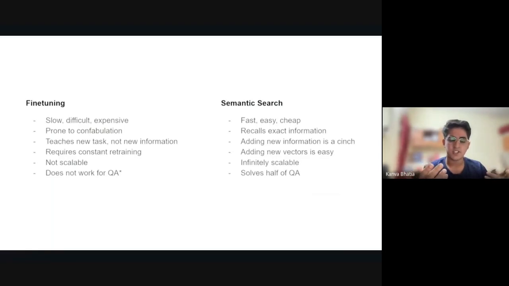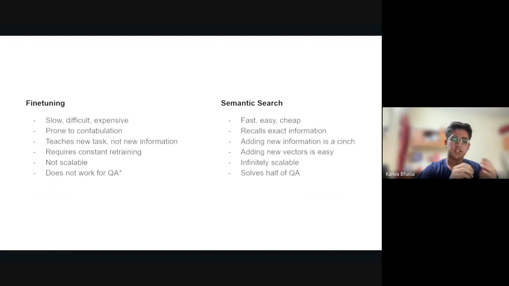And fine tuning requires constant retraining with the new data, as I just said, and semantic search is easier. Fine tuning is not scalable because adding new data is very difficult. So we cannot scale it to large levels where we can constantly add new data from different users and everything. But semantic search is infinitely scalable because we can add any number of vectors to our database and perform a vector search for that.